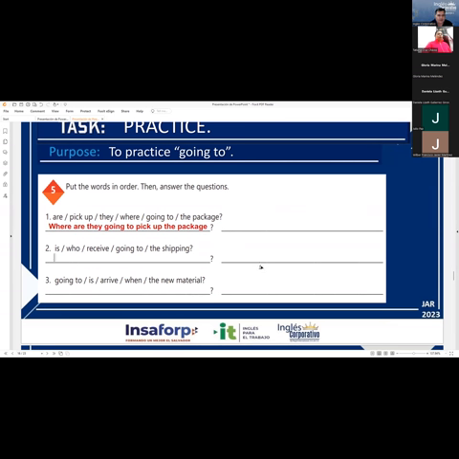Where are they going to pick up the package? Okay. Number two. Who is going to receive the shipping? Who's going to receive the shipping? Receive. Excellent. Teacher, what's shipping? Envío. Shipping. Who is going to receive the shipping? Three.